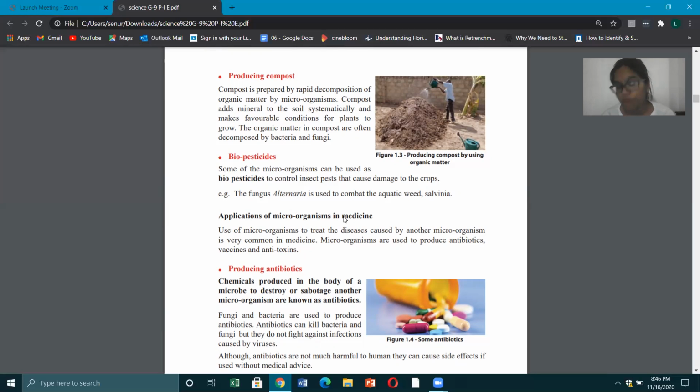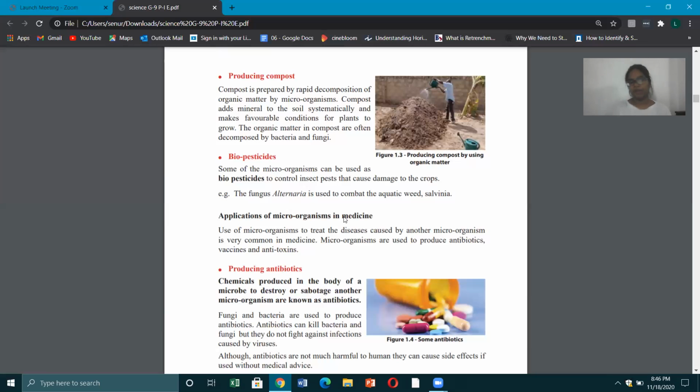Okay, why do people use compost? So that they could add minerals to the soil externally in order to make it a very favorable environment, a very favorable condition for the plants to grow. Okay. So the organic matter is most of the time decomposed by two main types of microorganisms, who are bacteria and fungi.